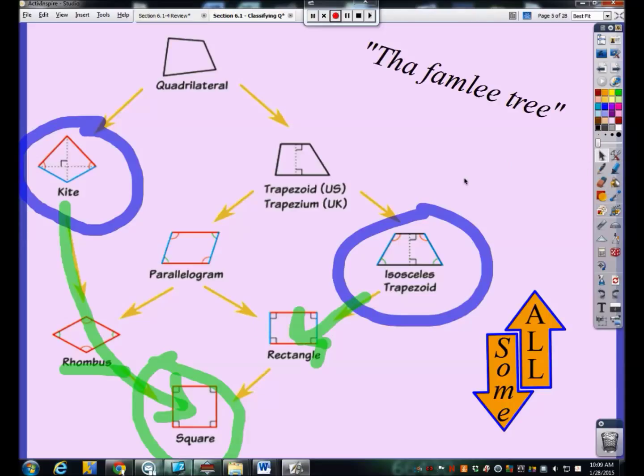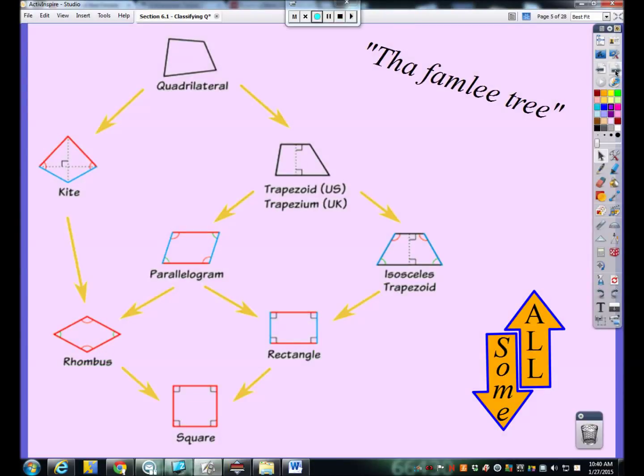So we will continue working with our family tree and using these some, all and none type of scenarios to see if statements are true or false. So we'll continue with that later on. A little confusing, I know.